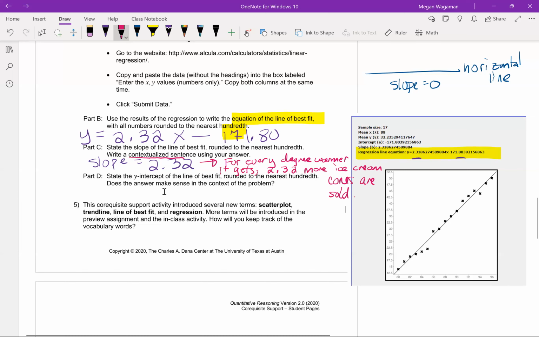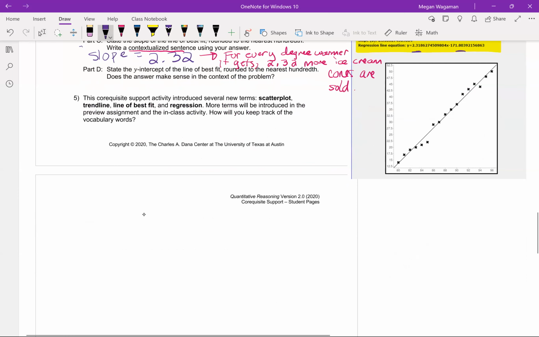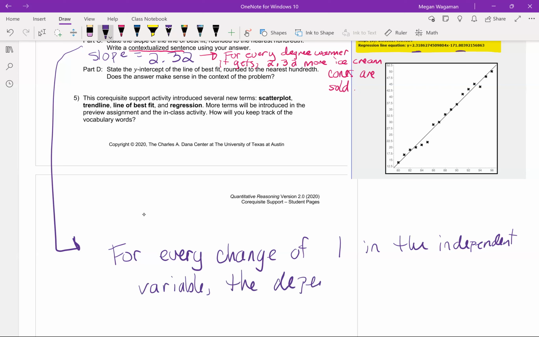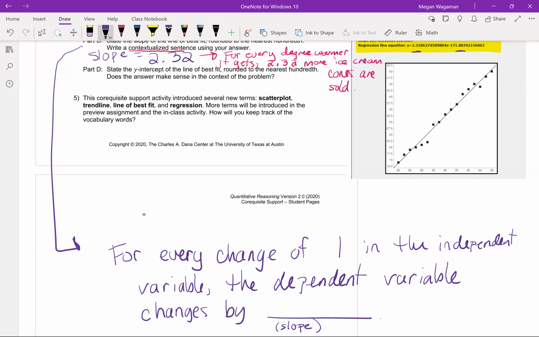So in general, I'm just going to come down to the bottom where I have a little bit of space. When you're interpreting the slope like this, it's always saying for every change of one, in this case that's 1 degree, though your one might represent different things, for every change of one in the independent variable, the dependent variable, so here our dependent variable was the number of ice cream cones sold, changes by, and here you would put the slope value. That's how slope fits into a contextual meaning. It's telling you how much the dependent variable is changing for every change of one in the independent variable.